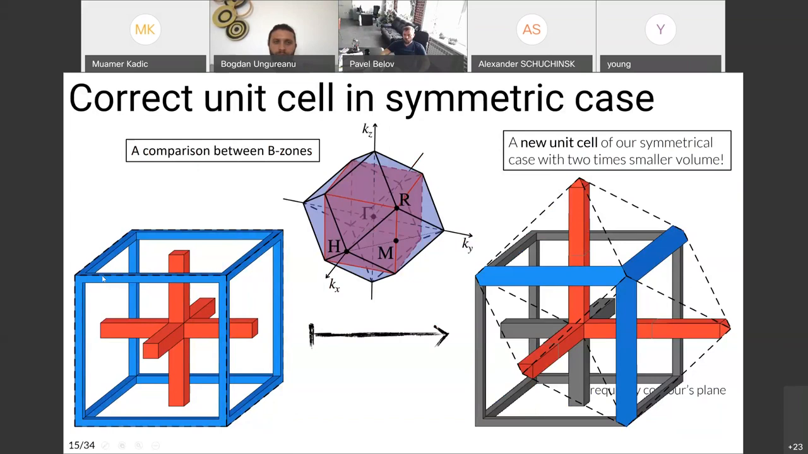There is another unit cell for the symmetrical case with 2 times smaller volume, and this unit cell is depicted over here. You can see that only part of these meshes, which originally belonged to the cube, is now a part of this unit cell. And this is rhombohedral geometry, and of course the Brillouin zone corresponding to this smaller unit cell is greater than the cubic Brillouin zone, which corresponds to the original cubic unit cell. And this will actually answer all the questions why isofrequency contours behaved so strangely.